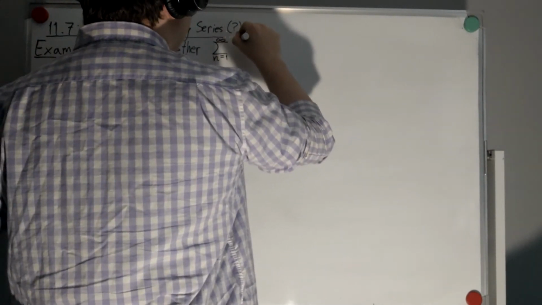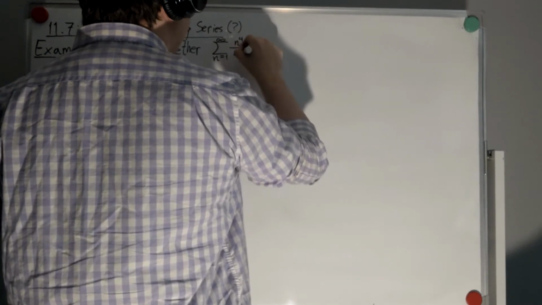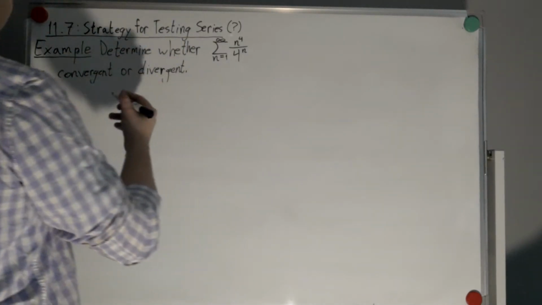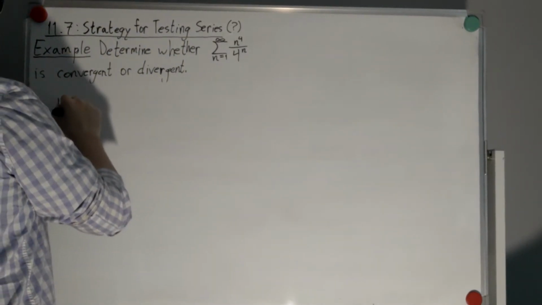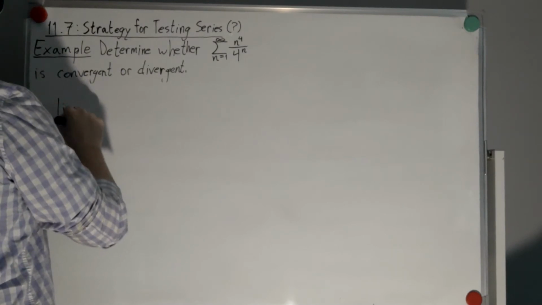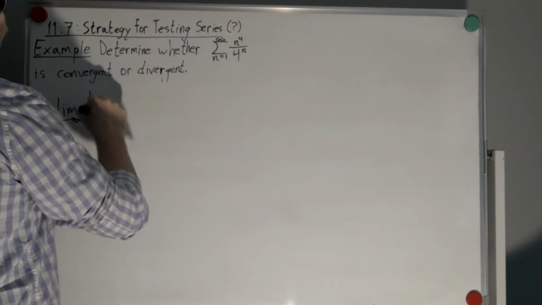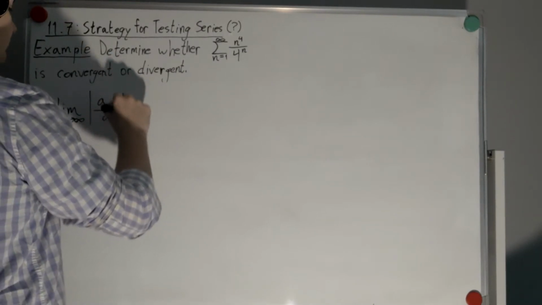Okay, so n to the 4th divided by 4 to the nth. We're going to determine whether this is convergent or divergent. Easiest way to handle this one is by the ratio test. So this is going to be the limit as n approaches infinity of the absolute value of a_(n+1) divided by a_n.